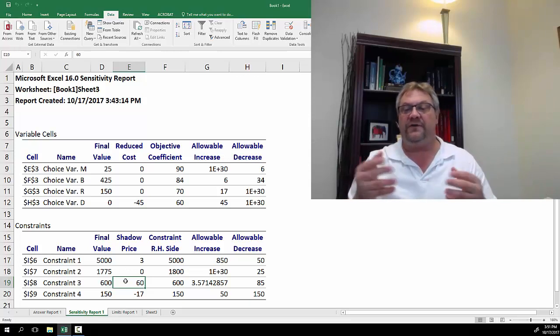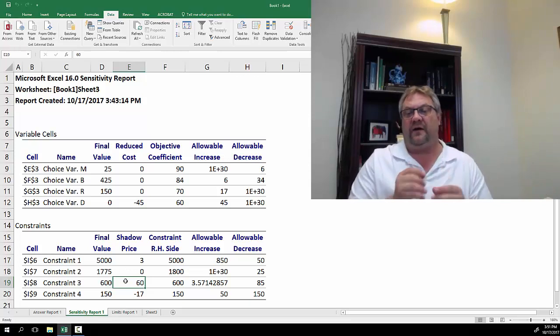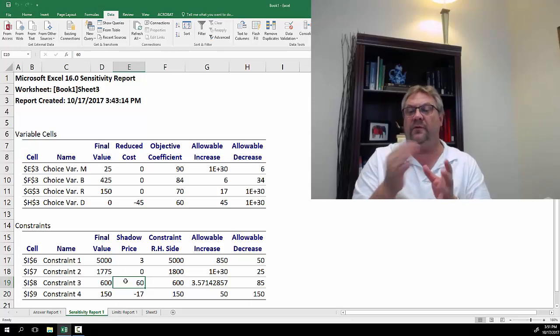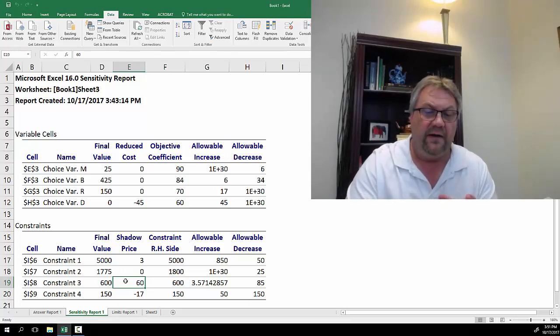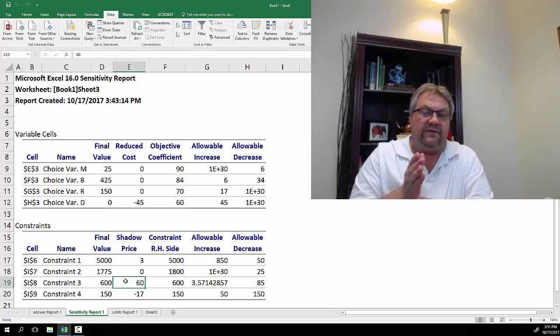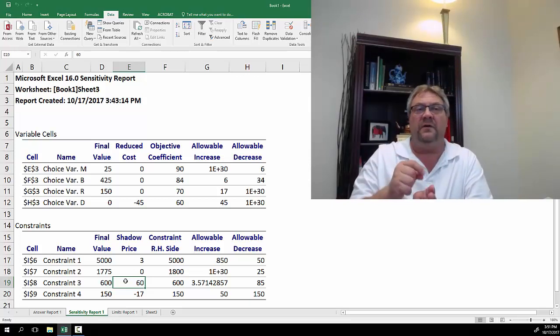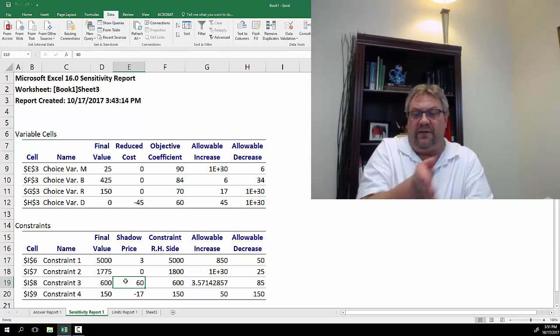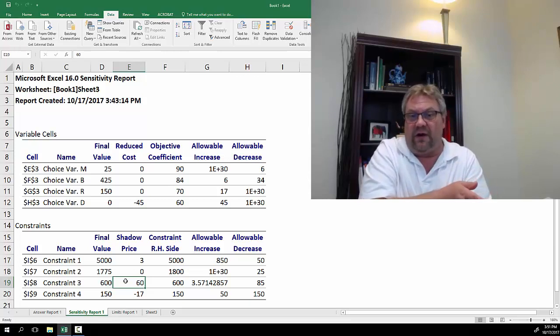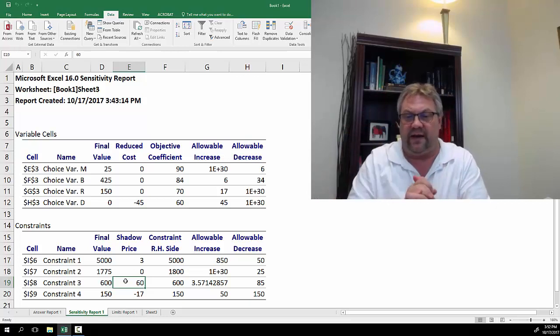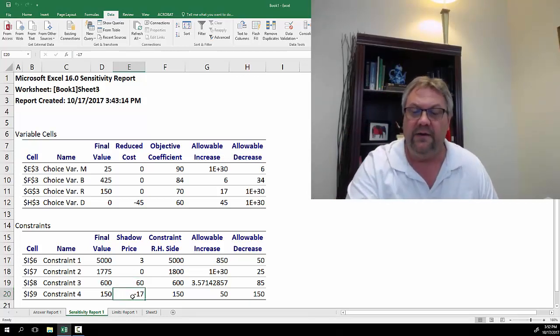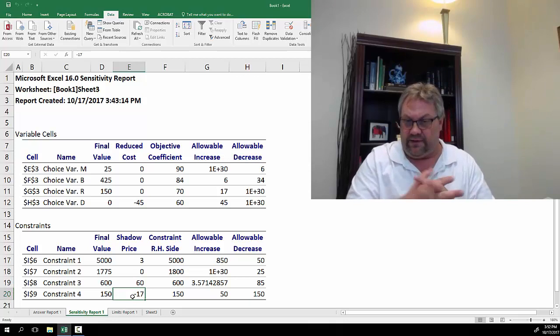And again, I remind you, oftentimes we think of shadow prices as being the maximum that you'd be willing to pay for those constraints. And I do mean that. The idea is, like with constraint 3, if you can buy an extra unit of constraint 3 for anything less than $60, then your profit is going to go up, all right? And that's what this is getting at. And of course, again, you can have negative shadow prices.